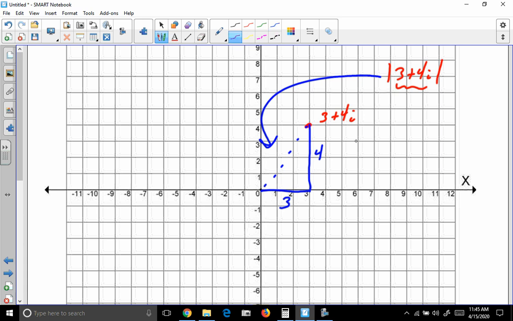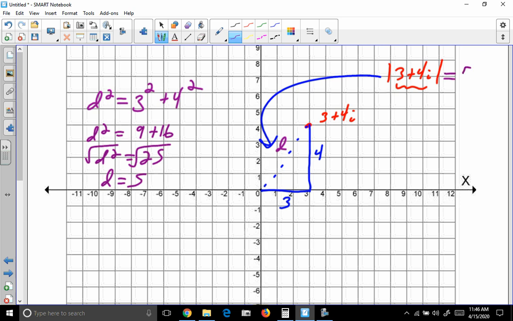So to get that distance squared, it's the real part squared plus the imaginary part squared. So 9 plus 16. Then take the square root of that. So the absolute value of 3 plus 4i is 5. So we have to make sure we use the formula.